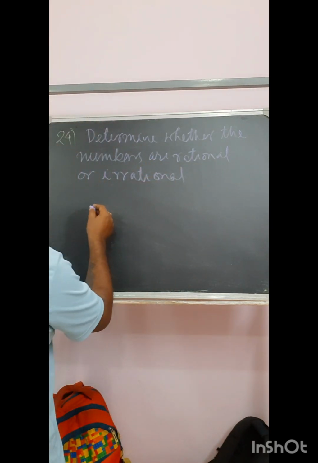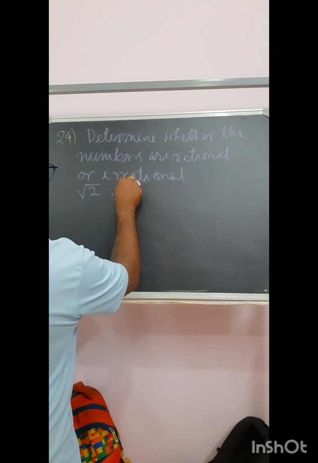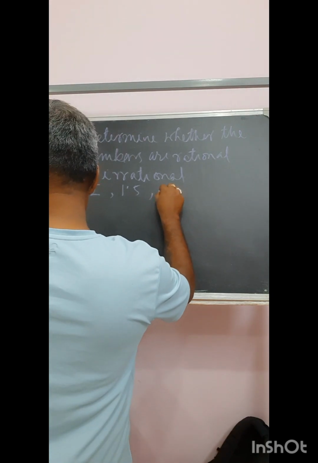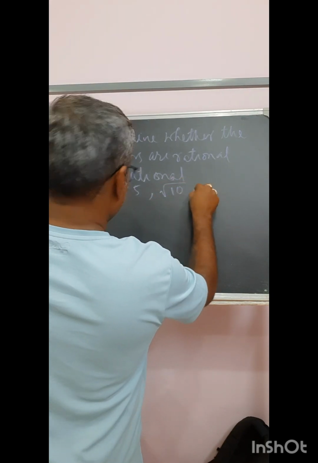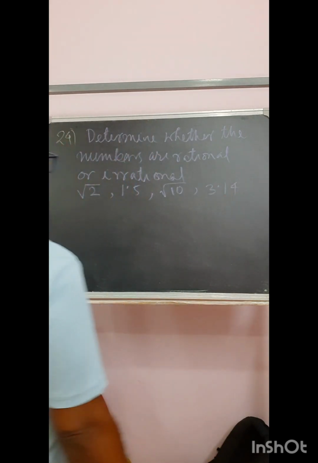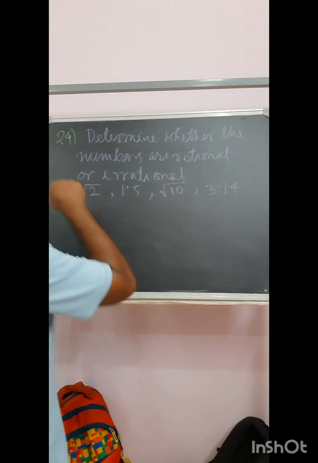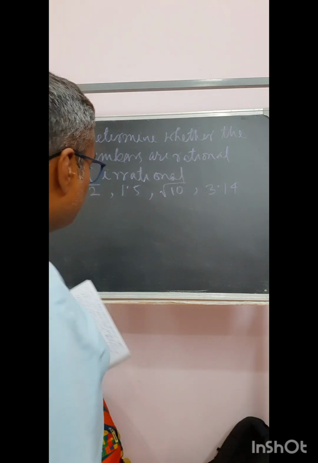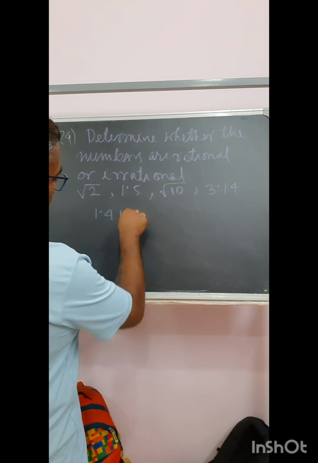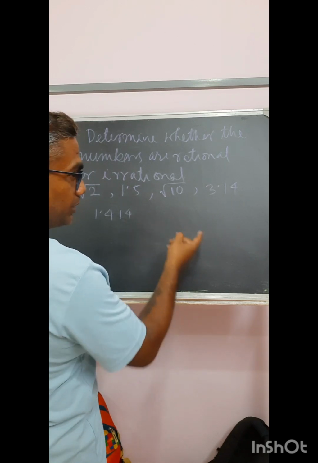The options are given. The first one is root 2, 1.5, root 10 and 3.14. So one by one I will explain. The first one is root 2. Root 2 is not a perfect square. So after the decimal, if I take up to 4 digits, then after these the digits are not of repeated type.